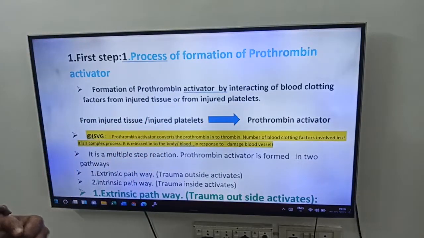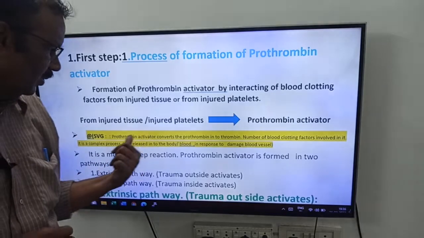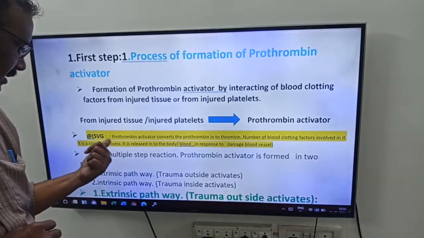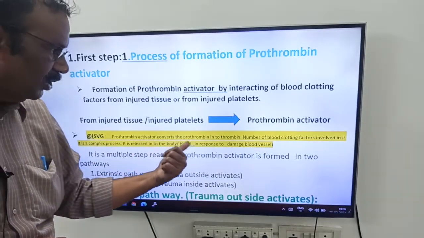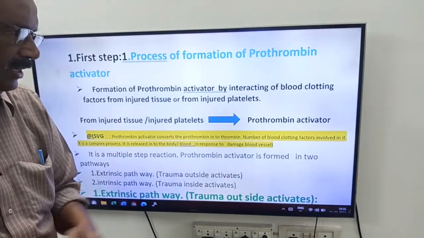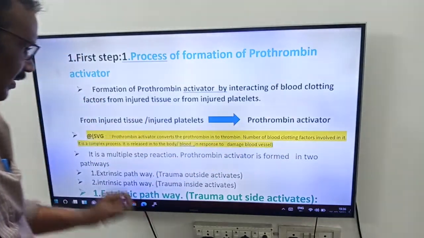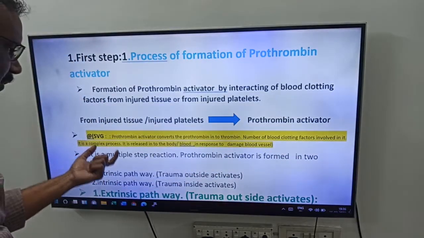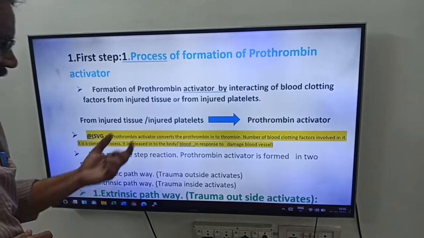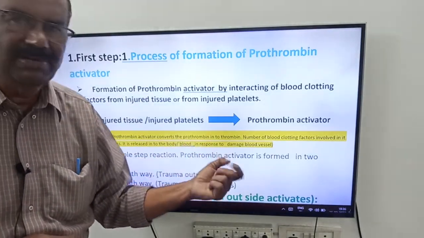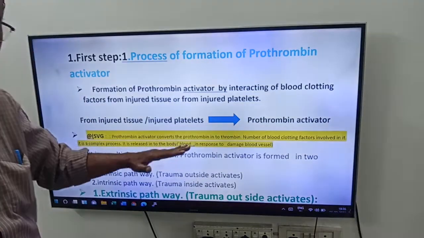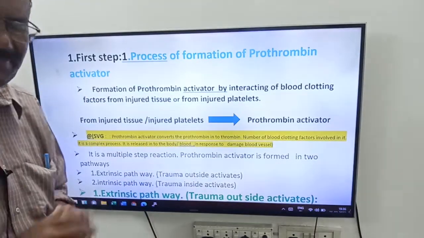This prothrombin activator, please don't write this in the IPE. This is for NEET and MCET. This prothrombin activator converts prothrombin into thrombin. Many blood clotting factors are involved in it. It is a complex process. It is released into the blood in response to damaged blood vessels. Please no need to write this yellowish part in your IPE exam.